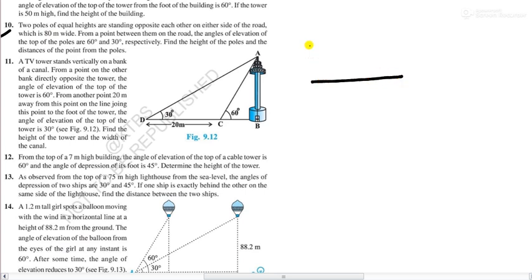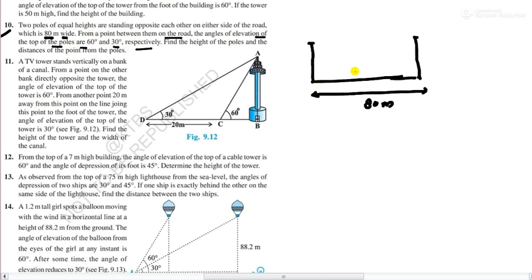So imagine this is the road. On either side means one is on the left side, the other is on the right side, and they are of equal length. These poles are 80 meters apart. So from here to here the distance is 80 meters. Got it? Now from a point between them on the road, the angles of elevation of the tops of the poles are 60 and 30 respectively.